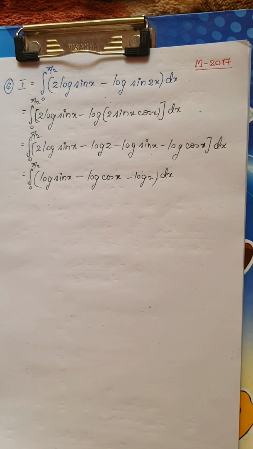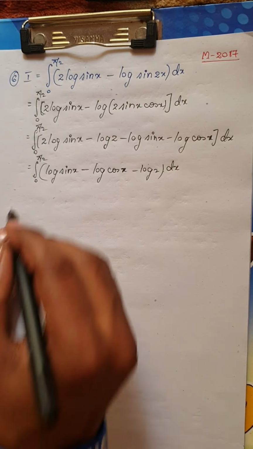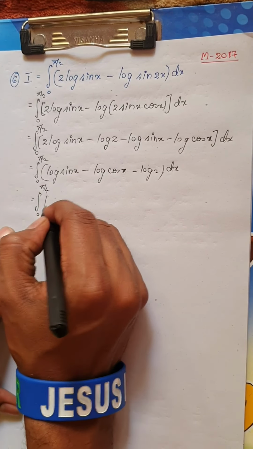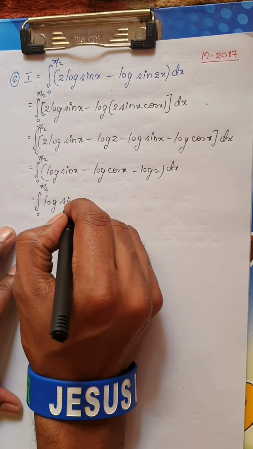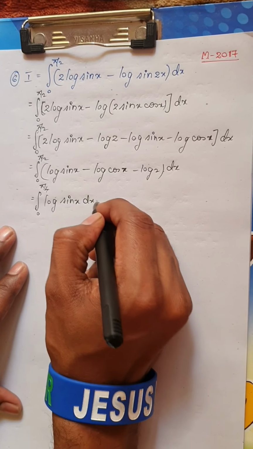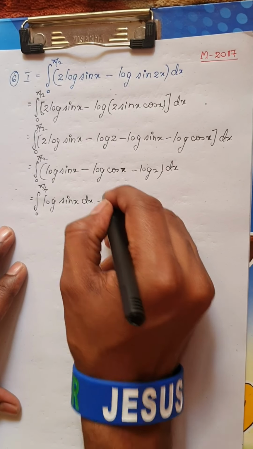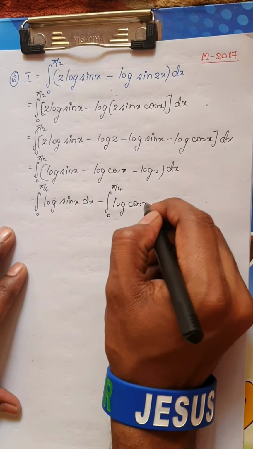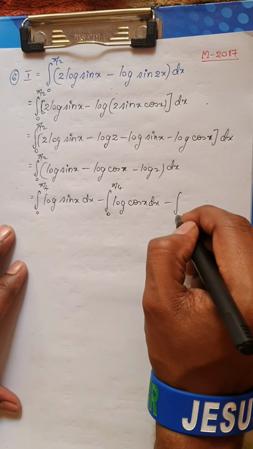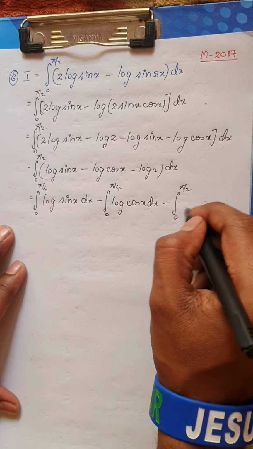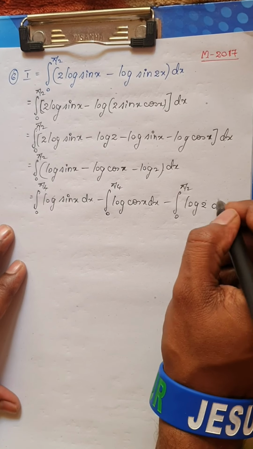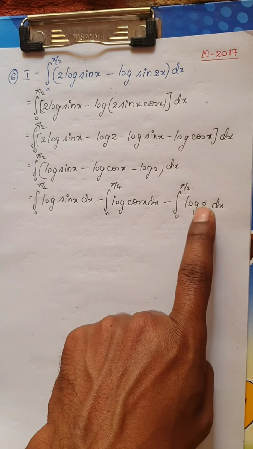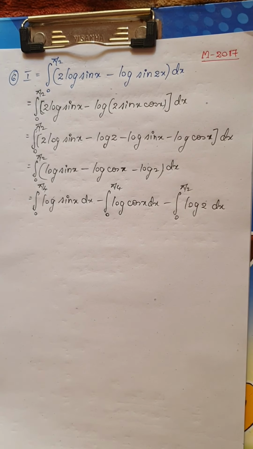Okay, now let me split the integral and see what happens. This is nothing but integral from 0 to pi by 4 log of sin x dx, okay, minus integral 0 to pi by 4 log of cos x dx minus integral 0 to pi by 2 log 2 dx. Okay, please be very careful, log 2 is a constant here. Okay, now see what happens.